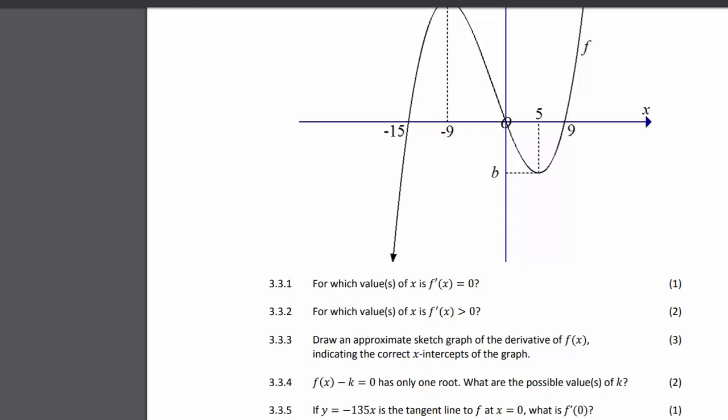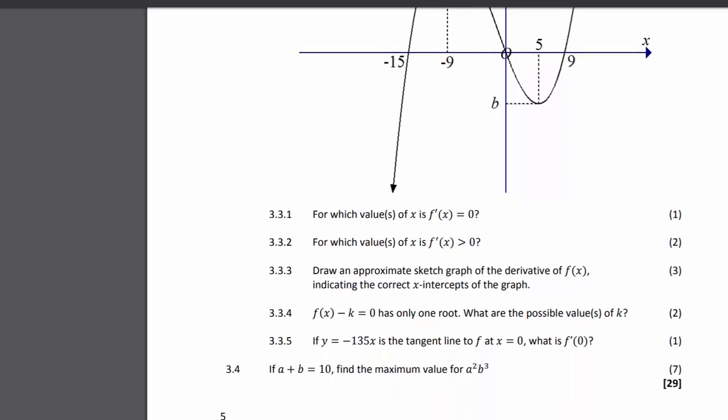What is the gradient of f, of this graph at 0? Well, that's the point. A tangent line has the same gradient as the graph. So this one's gradient at x0 is equal to that one's gradient at x0. What is this one's gradient? 135. So 1 point. What is it? It's 135. And that's it.